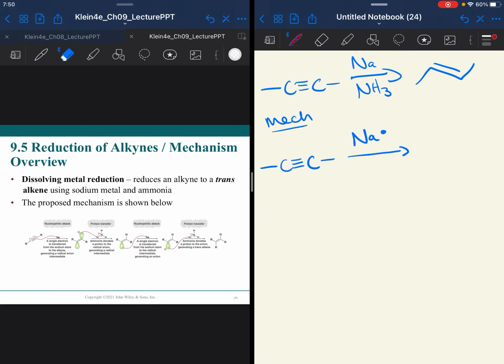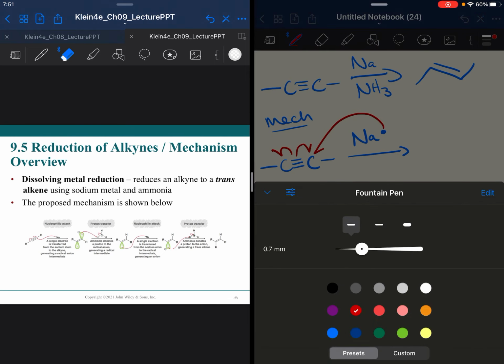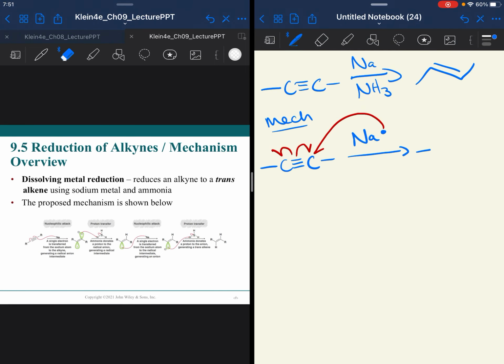So what happens is that sodium, we know that sodium is a group 1 metal, and it happily gives up its valence electron to be Na+, because it gives it that core noble gas electron configuration. And so we wind up donating that electron to one of the carbons in the triple bond, and then we get a homolytic cleavage instead of heterolytic. Notice I am using single barbed arrows. We're indicating the movement of a single electron.